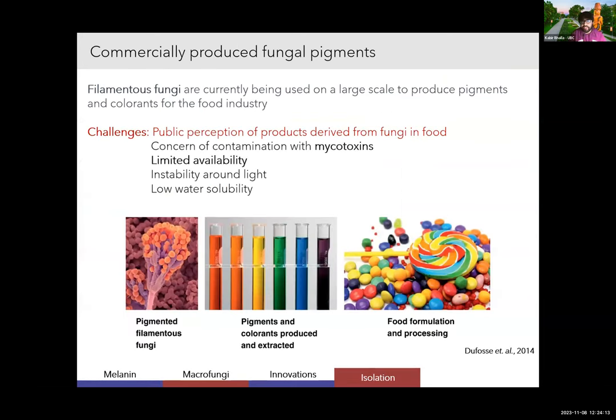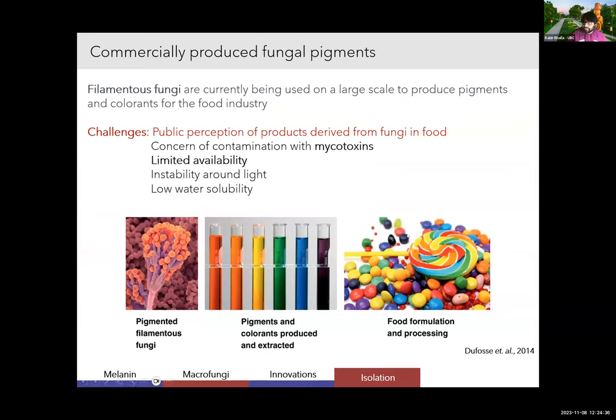A lot of the work that is going on right now is focused on isolating these pigments and using them for food products. So filamentous fungi are currently being used on a large scale to produce these pigments and colorants for the food industry. But there are some challenges, and I felt that it was a good idea to address those challenges in this talk.